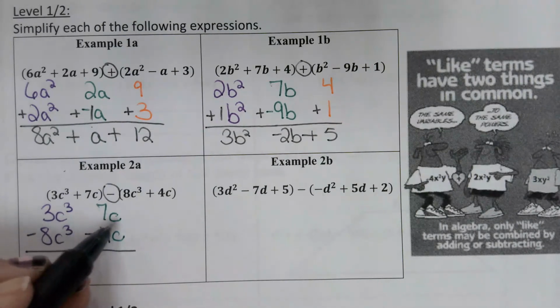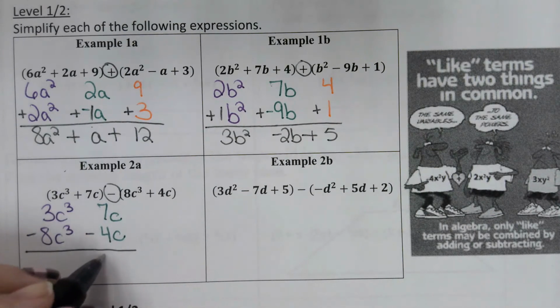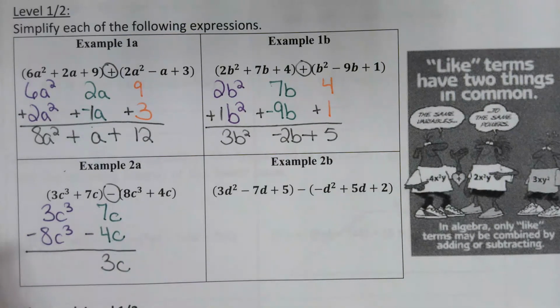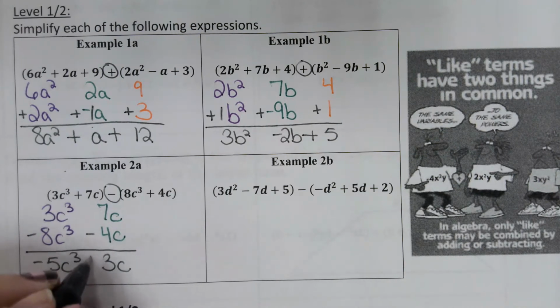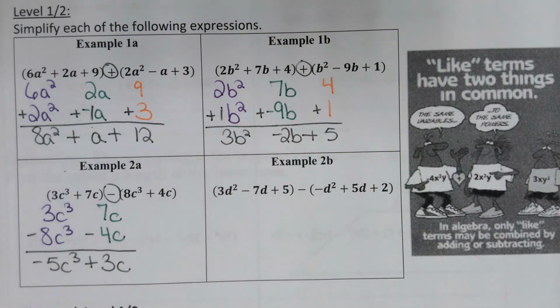So we'll have 7c minus 4c gives me 3c. 3c cubed minus 8c cubed gives me negative 5c cubed. We don't have a symbol in between here, so we'll need to put our own plus sign.